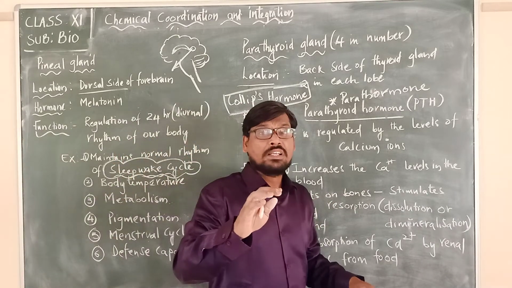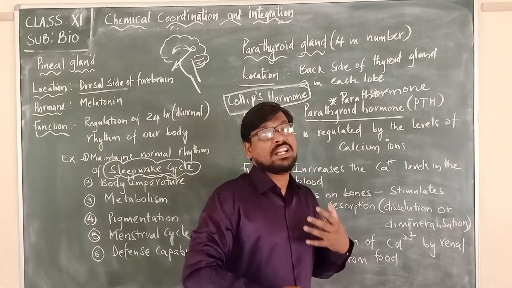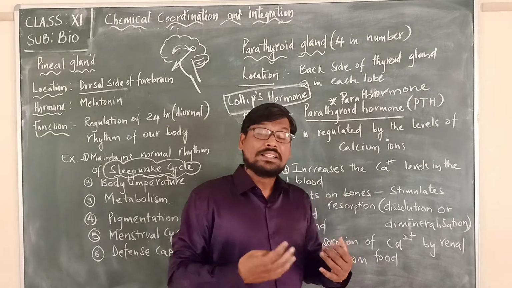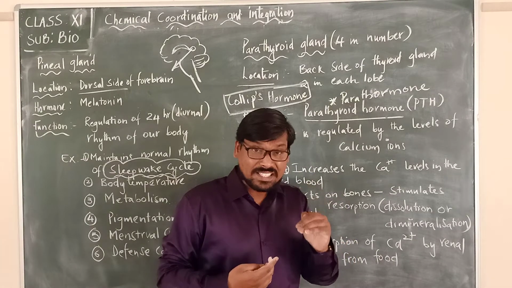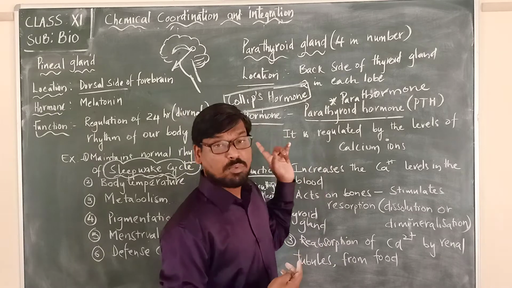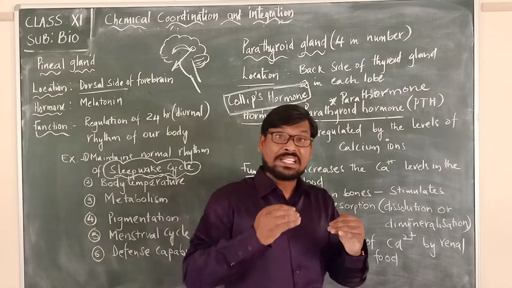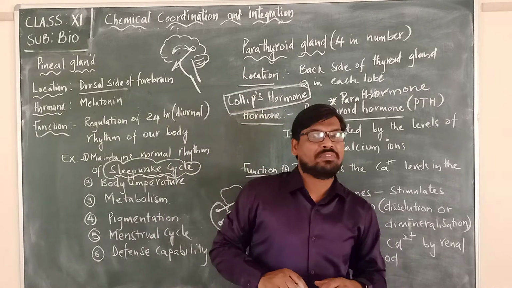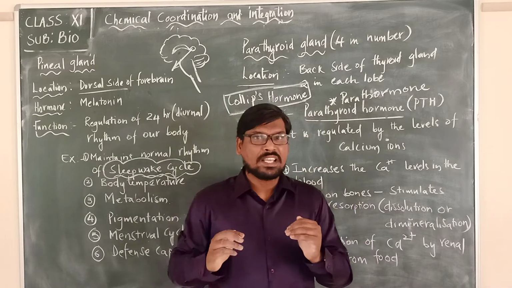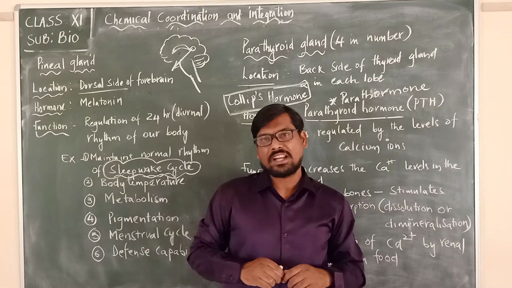So whenever the calcium levels are decreasing in the blood, it is this hormone, Collip's hormone, that increases what now? The calcium levels. Please remember this. It increases the calcium levels. Now you may be getting one point here.